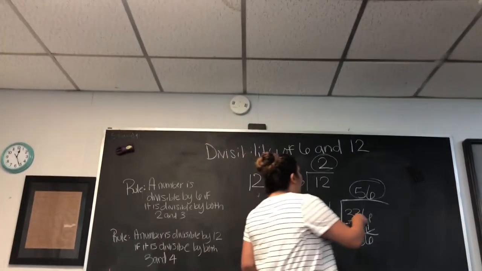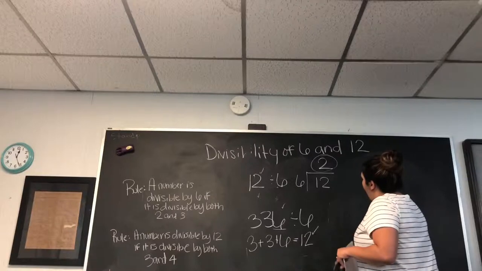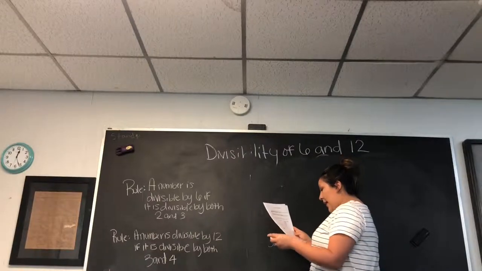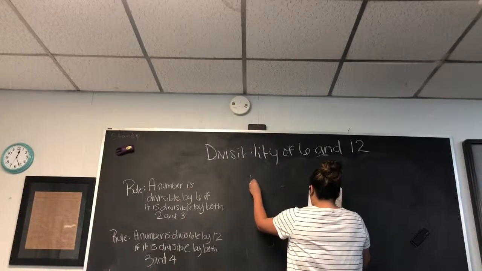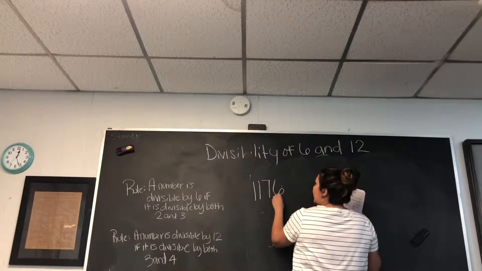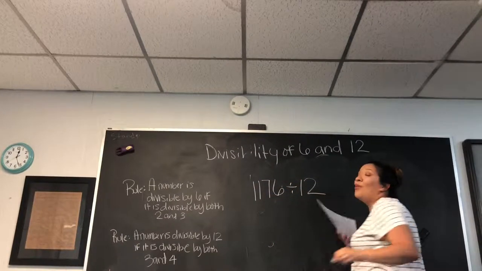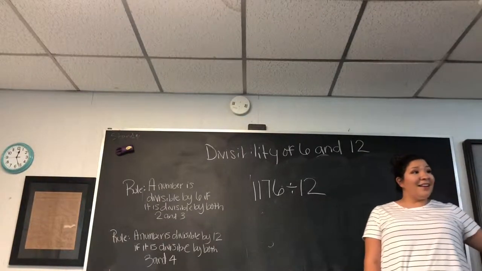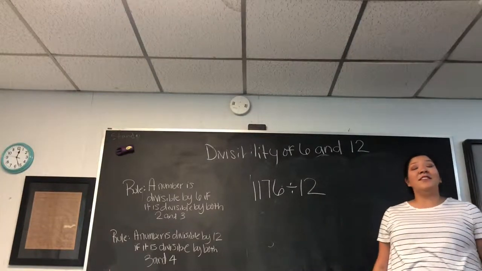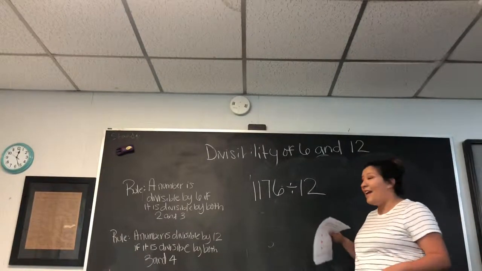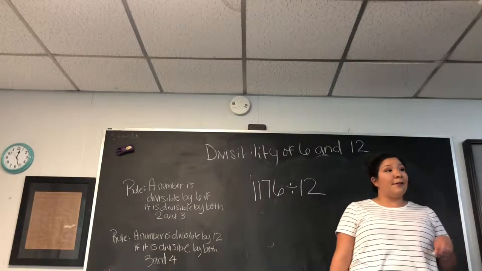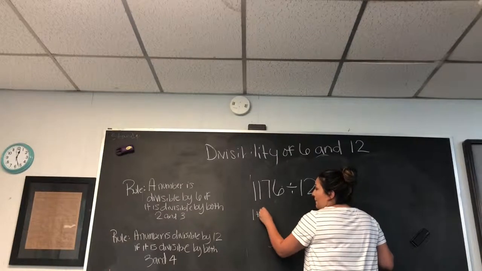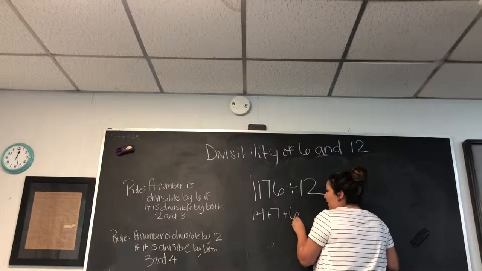Okay. All right, now that we've finished copying, we're going to move on to our last example. That is a big number. 1,176 divided by 12. Okay, so what's the first thing we're gonna do? Alex? Yes, we're gonna see if it's divisible by 3 because we're working with 12, right? So what do we do to figure out if it's divisible by 3? Yes, we add up all the numbers. So 1 plus 1 plus 7 plus 6.